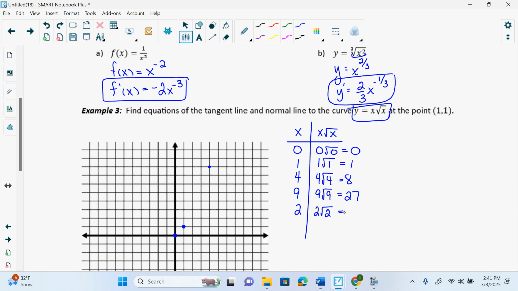What do we get? Pardon? 2.82. So we go 2 and 2.8. Okay, what about 3? 3 times root 3. What's 3 root 3? 5.19.